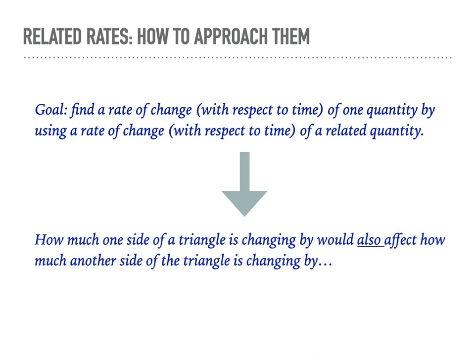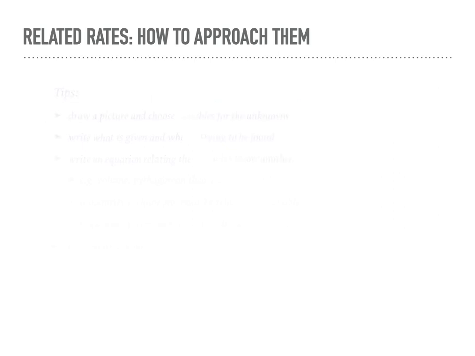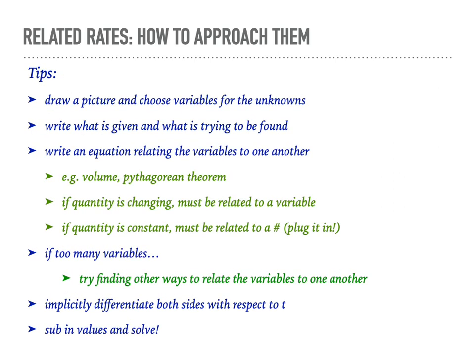For example, let's say if we want to figure out how much one side of a triangle is changing by, that rate of change would also affect how much another side of the same triangle is changing by. And this would be an example of a related rates problem. Now, here are some quick tips on solving these types of problems. But in the next video, we're going to be looking at an actual related rates problem.